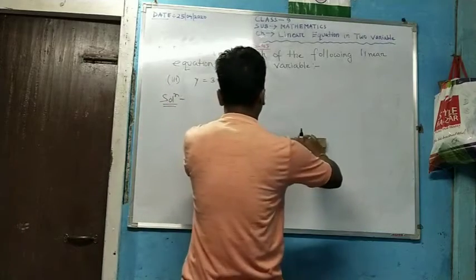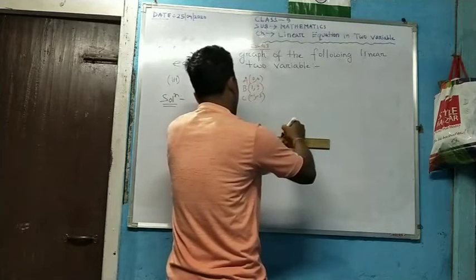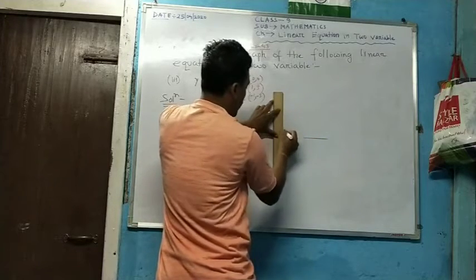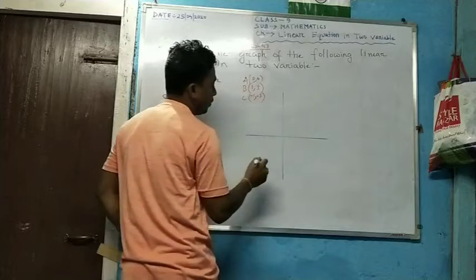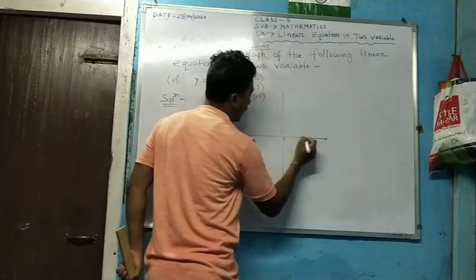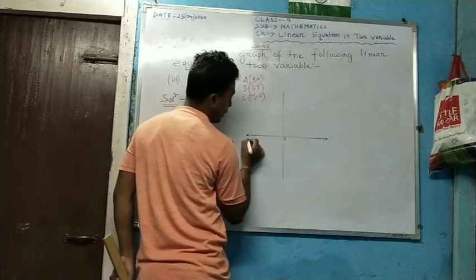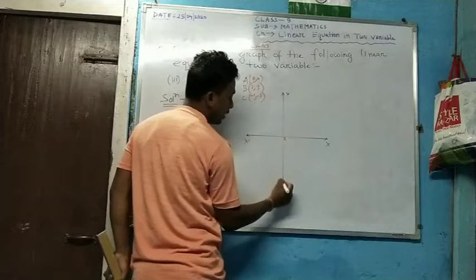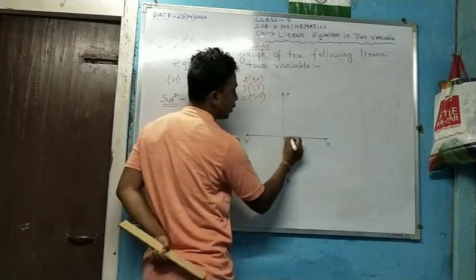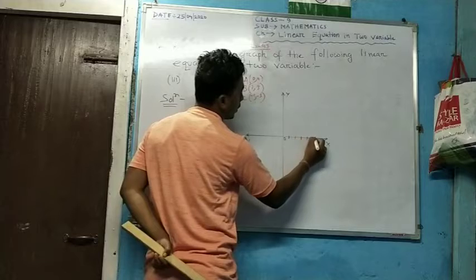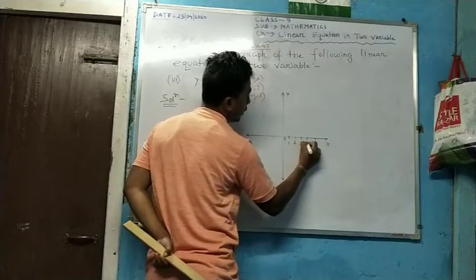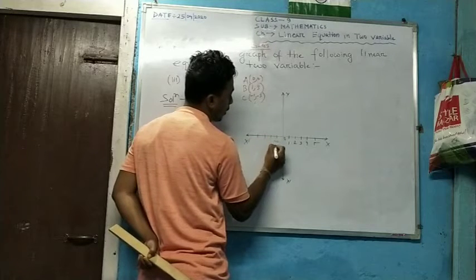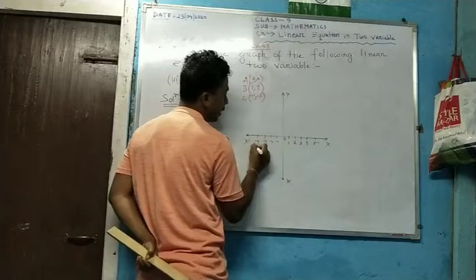So, let me draw a graph. Is it clear to all of you? This is the point of intersection O. This is the horizontal line x dash, and this is the vertical line y dash. Here all the values of x will be positive: 1, 2, 3, 4, 5, and on this side it will be negative: minus 1, minus 2, minus 3, minus 4.